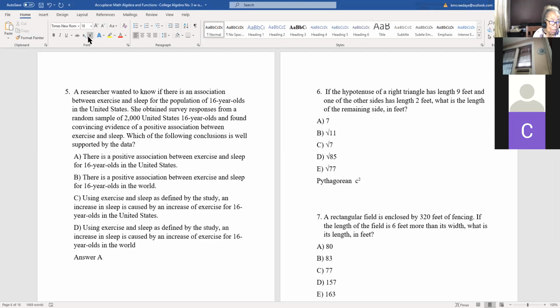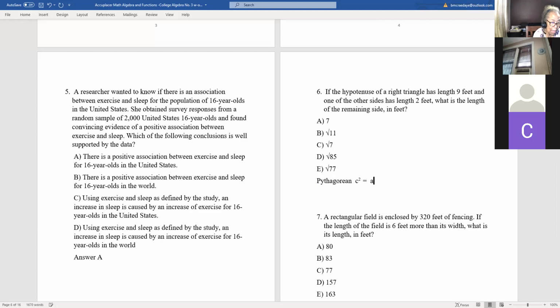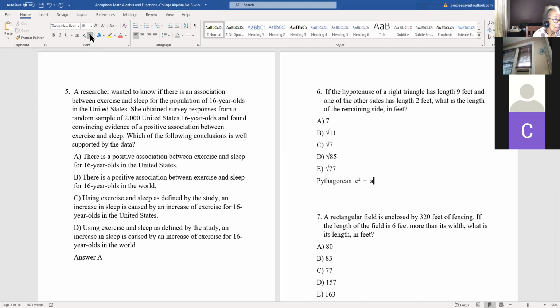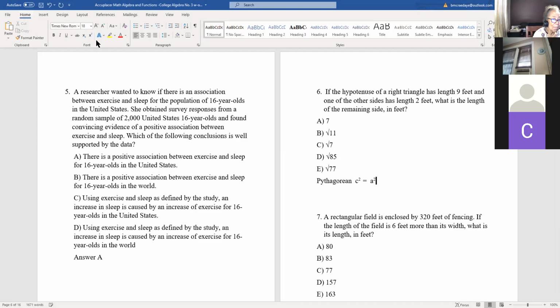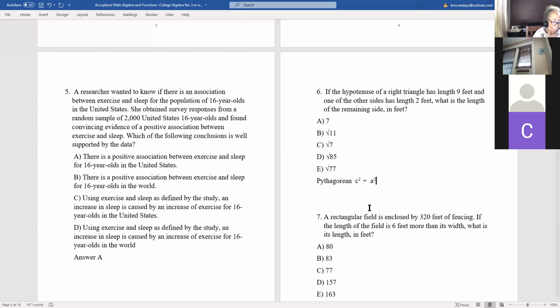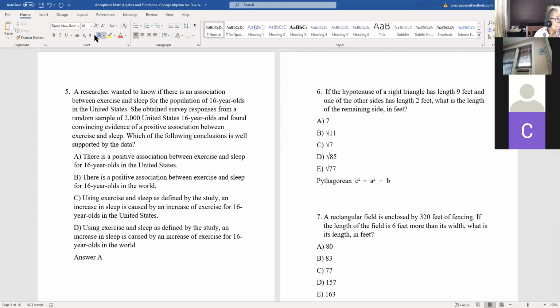C square equals A square plus B square. Let's put in our exponent. What do we call C of the triangle? Anybody remember? Hypotenuse. The hypotenuse is the longest side in a right triangle. Okay. And this is B. Let's put our square here.